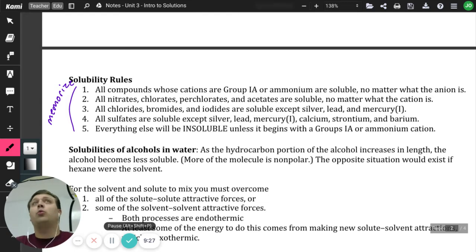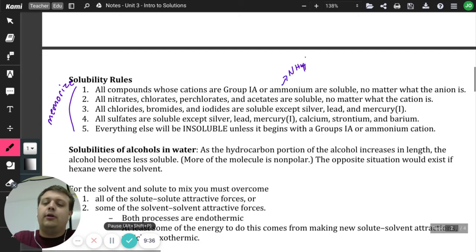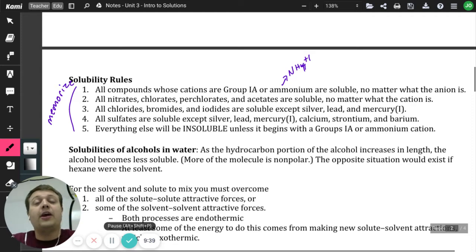So if I've got one of my alkali metals, or I've got ammonium, remember ammonium is NH4 with a positive 1 charge, they are going to be soluble no matter what ion I attach to them. Okay, so if I'm talking about sodium chloride, ammonium chloride, potassium fluoride, those are going to be soluble no matter what, as long as they have something that's group 1 or ammonium as their cation. All right, so that's the first rule.